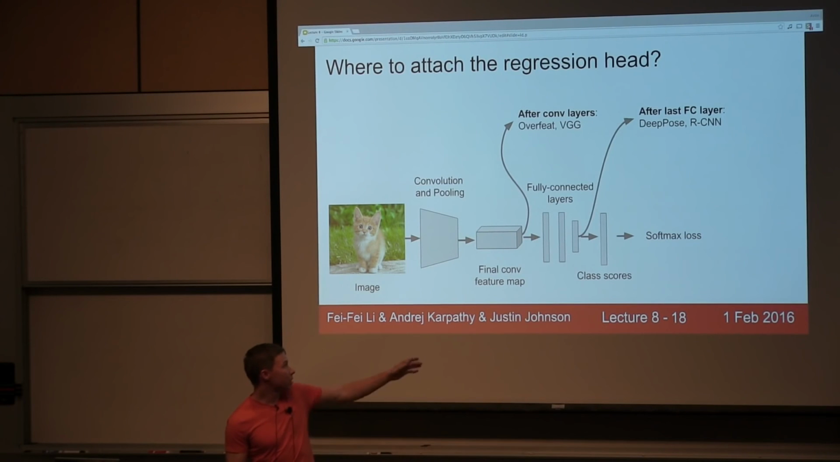Some common choices would be to attach it right after the last convolutional layer. That would mean you're reinitializing new fully connected layers. You'll see things like OverFeat and VGG localization work this way. Another common choice is to attach your regression head after the last fully connected layers from the classification network. And you'll see other things like DeepPose and R-CNN work in this flavor. But either one works fine. You could attach it just about anywhere and it would do something.